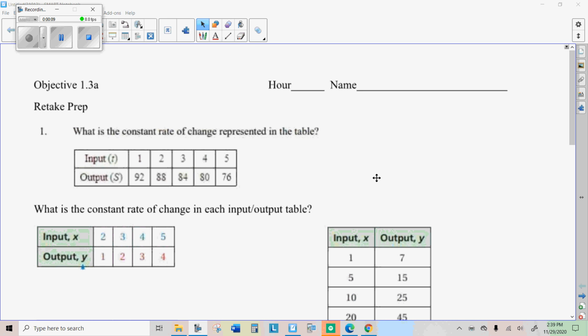So if you didn't pass Objective 1.38, we're just going to do a little relearning here, and then you'll be ready to do that retake test. And hopefully you'll know how to do it.